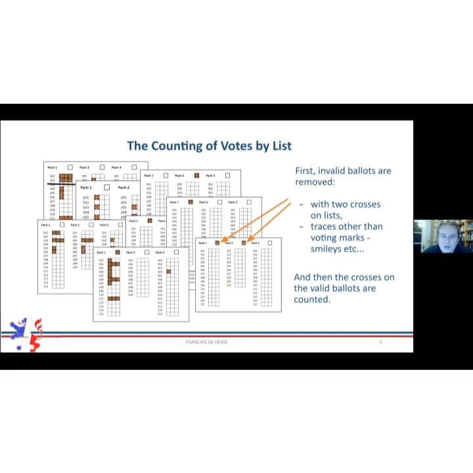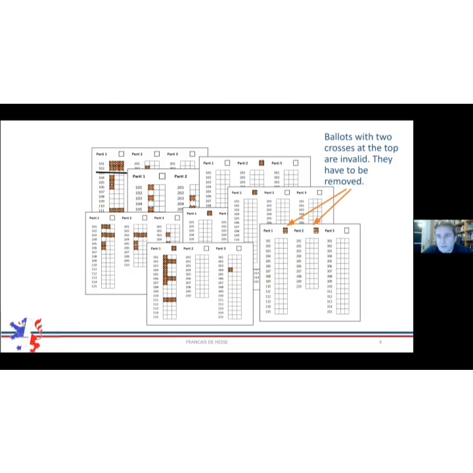So here is a series of ballots that have been filled in. And the first thing that they will do at the counting is they will eliminate all the ballots with 2 crosses for 2 different lists. So here you see, for example, this one here is invalid. So it will be removed. Second thing they will do is they will remove all the ballots where there is a mark of some kind. So you may not do a smiley, you may not do a comment. In fact, the only thing you are allowed to do is make crosses and bar candidates. That's the only thing you are allowed to do. Otherwise, invalid. So yes, the ballots with 2 crosses on the top are invalid.